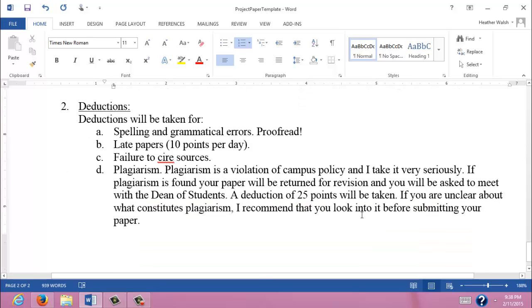Now, in terms of spelling and grammar, you need to proofread this thing. Late papers lose 10 points a day. You also need to cite your sources, and of course, avoid plagiarism.